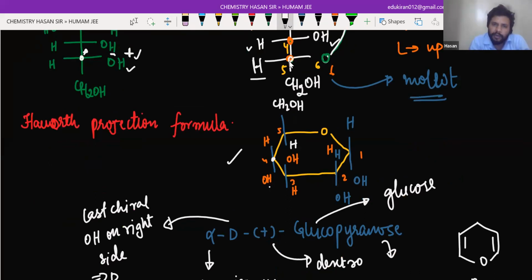And on the fifth carbon, there is no left and right. There is hydrogen and CH2OH. So this is completely based upon molecular weight. Whichever has more molecular weight will be written on the top, and less molecular weight will be written on the bottom. Is that clear?